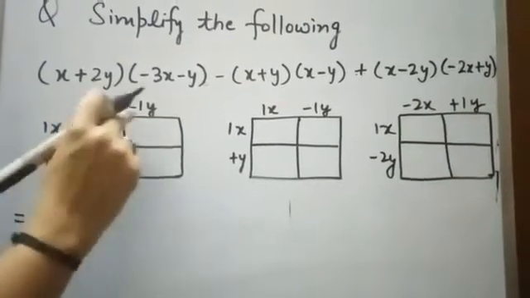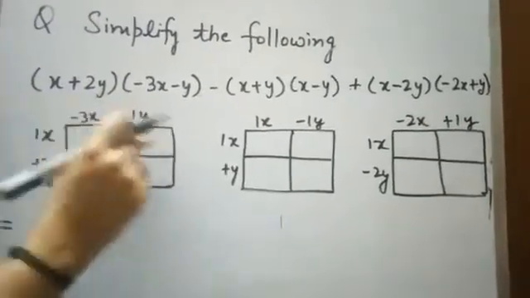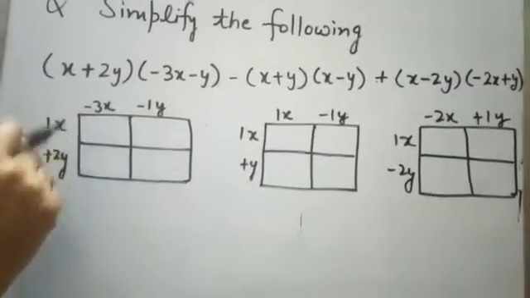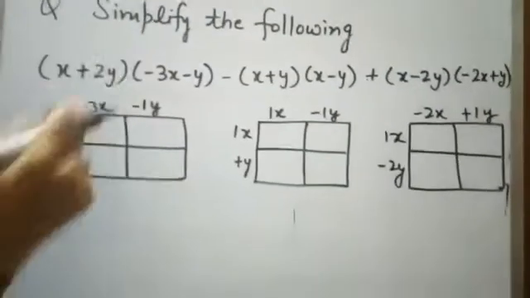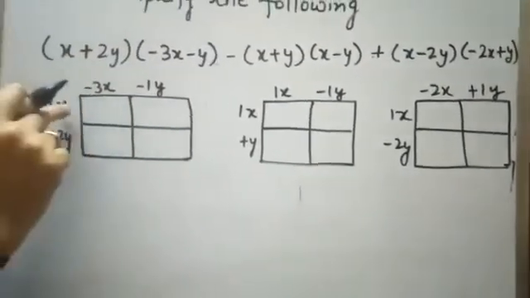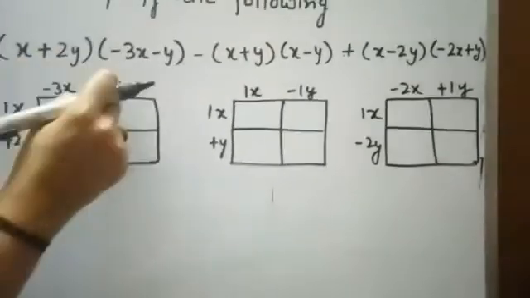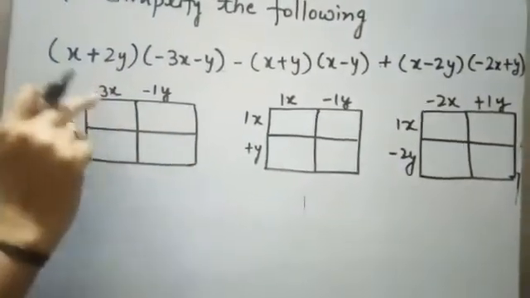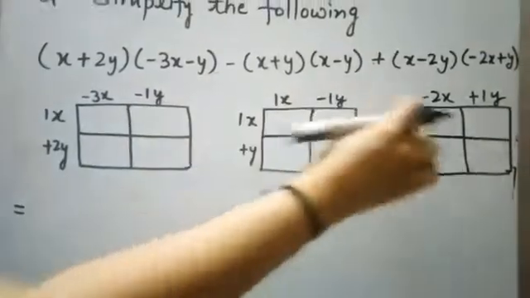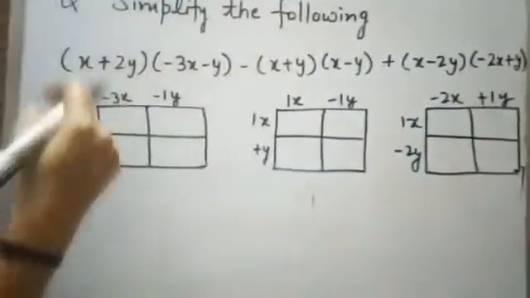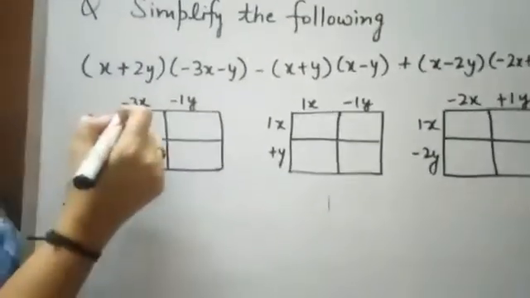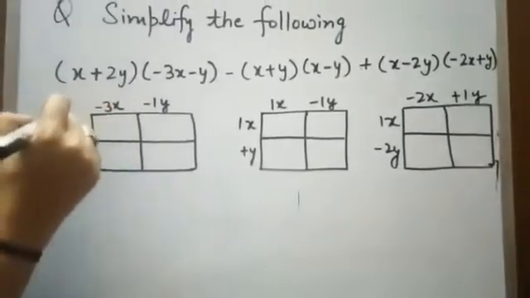So I have made a rectangle with 4 boxes, and I have already written down the terms of the binomial here. You can write it like x plus 2y here, or here, it's your wish. You have to write the terms with their sign. I have already written all these three. Now we are going to multiply. Plus 1x, minus 3x. Now multiply the numbers separately.